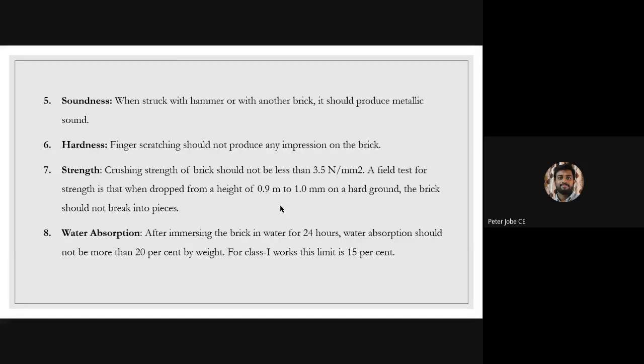And the next property that we have discussed is soundness. Soundness is when we strike a hammer or another brick against it, it should produce a metallic sound. So you can see, if you take 2 bricks and strike them against each other, it should produce a metallic sound. If it produces a metallic sound, then we can classify it as a good quality brick. Why? Because it will be firm enough, and it assures us that there are no cavities inside that brick. So that property is known as soundness.